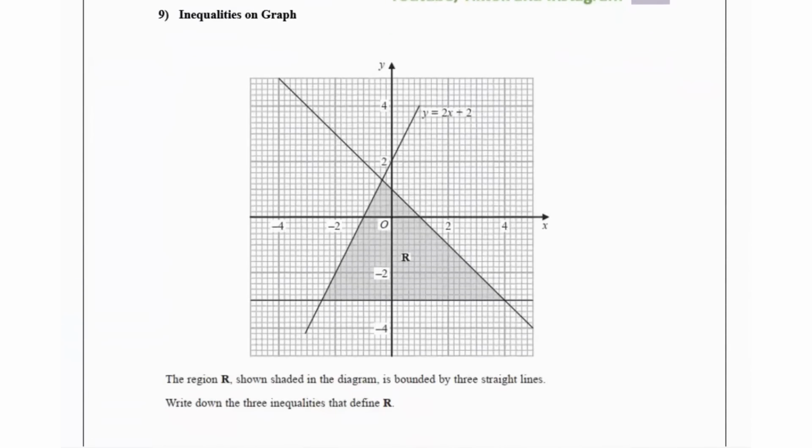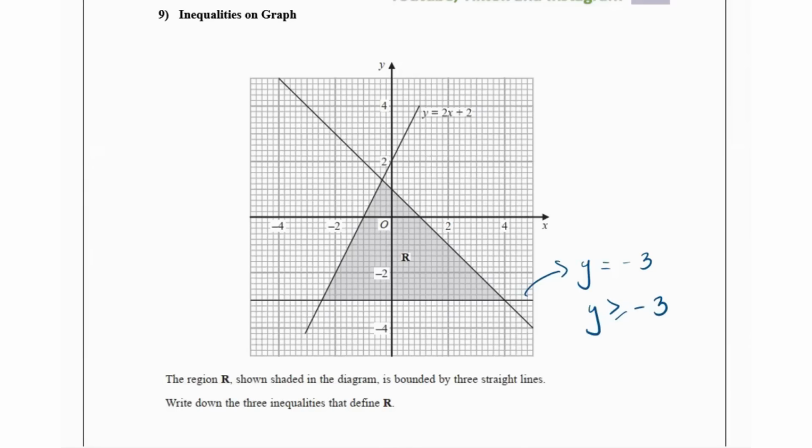Then it says the region R shown here in the diagram is bounded by 3 straight lines. Write down the 3 inequalities that define R. So first, let's begin with the horizontal line. You can clearly see that's passing through y equals -3. So for the inequality, we can see that we've shaded the area above the line. So above the line means that the values of y are increasing. So y is greater than or equal to -3.